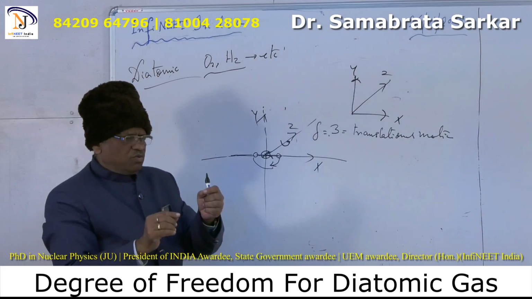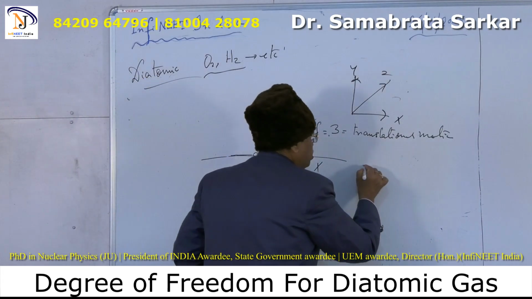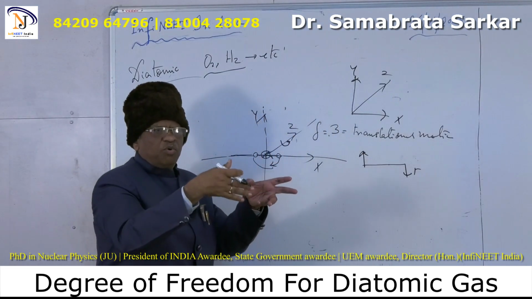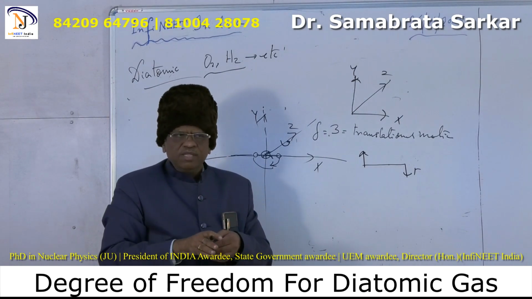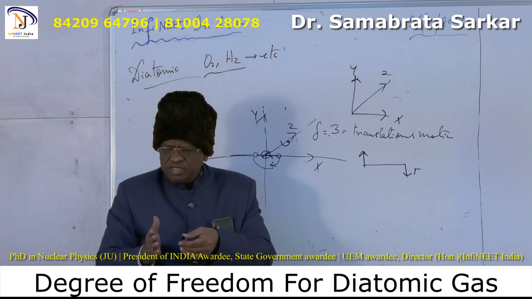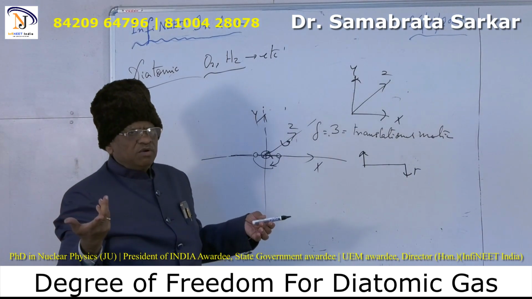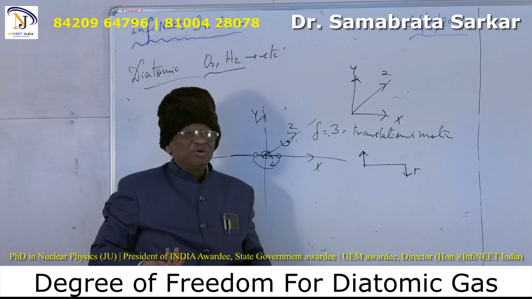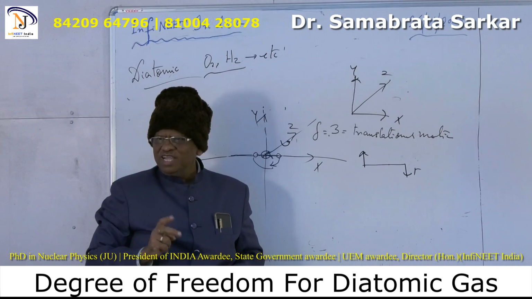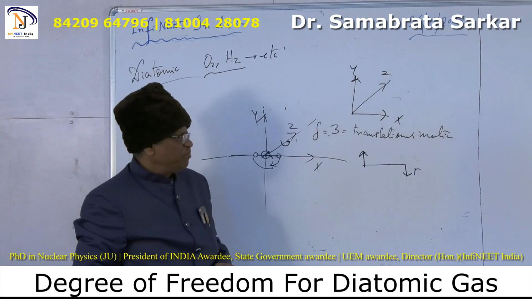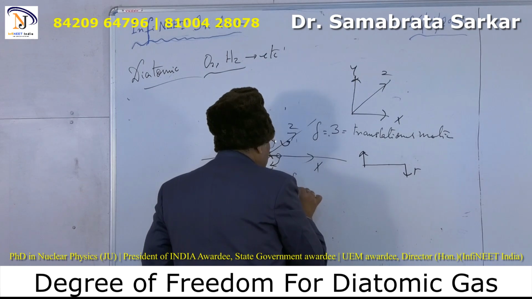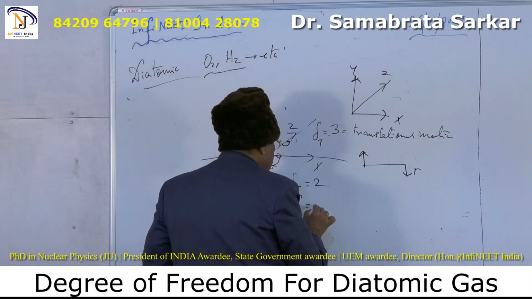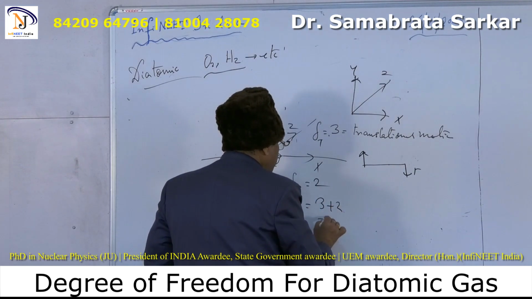When will it rotate? When the two forces are in opposite directions, then a moment takes place and it will rotate. And if both forces act on the same line, then no such torque will be there. So along the x-axis it is not possible. So you are getting only 2 rotational degrees of freedom. This is rotational, this is translational. Total degrees of freedom is F equals 3 plus 2 equals 5.